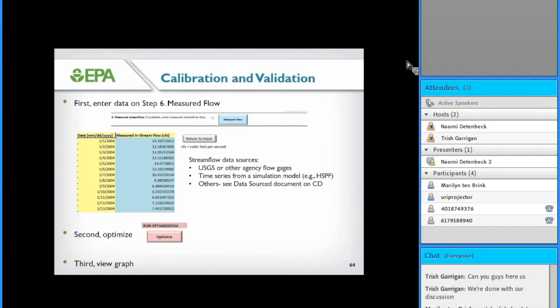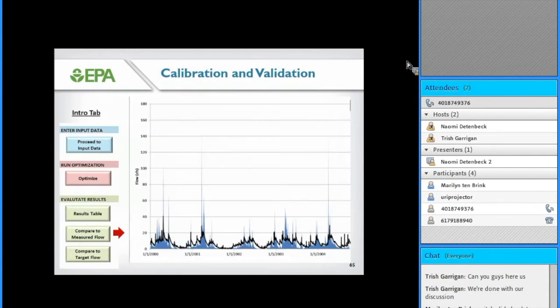allows you to view a graph that will basically overlay as a time series your measured data, shown in blue in here, with your WMOST calculated flows. That's in black. And you access this diagram or this plot by going back to the input tab and simply clicking on that button that says compare to measured flow. And this will basically overlay the two.